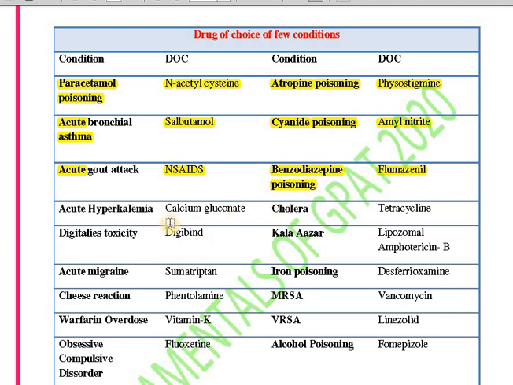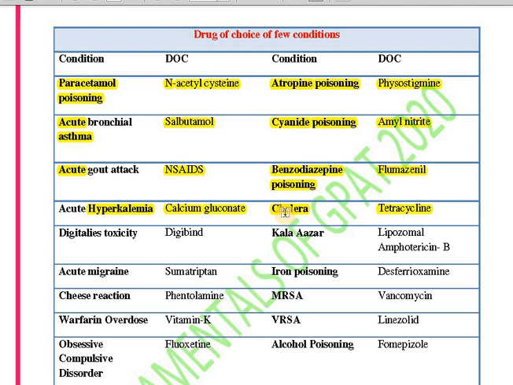Okay, then calcium gluconate is drug of choice in acute hyperkalemia. ठीक है, so next one is tetracycline. So in case of cholera, drug of choice is tetracycline. कॉलरा की कंडीशन में होता है टेट्रासाइक्लिन ड्रग ऑफ चॉइस. सो टेट्रासाइक्लिन्स आर ड्रग ऑफ चॉइस इन केस ऑफ कॉलरा.